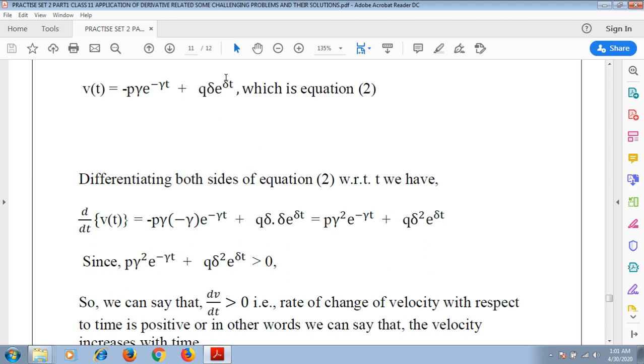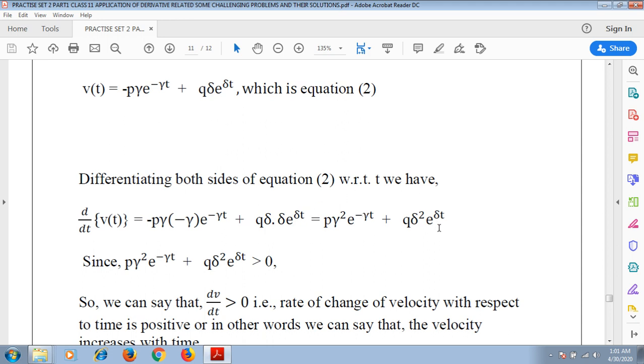After differentiating e to the power delta t, we are having delta e to the power delta t, right? And we are putting this value over here, and finally we are getting P gamma square e to the power minus gamma t. Here minus and minus multiplied result in plus, and we are having P gamma square e to the power minus gamma t plus Q delta square e to the power delta t.